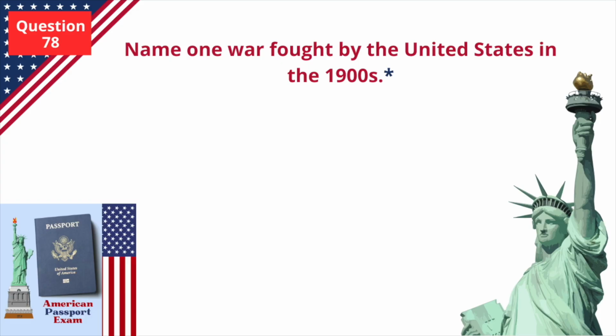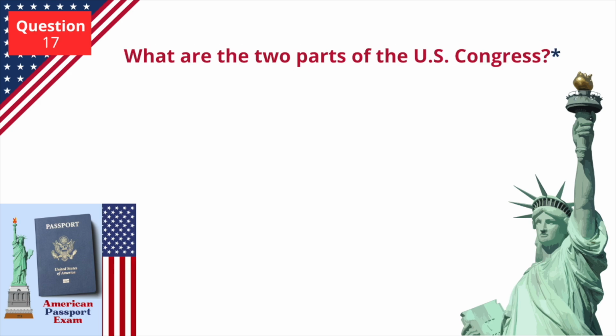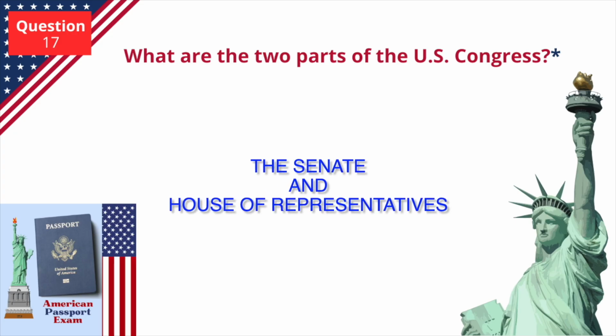Name one war fought by the United States in the 1900s. World War I. What are the two parts of the U.S. Congress? The Senate and House of Representatives.